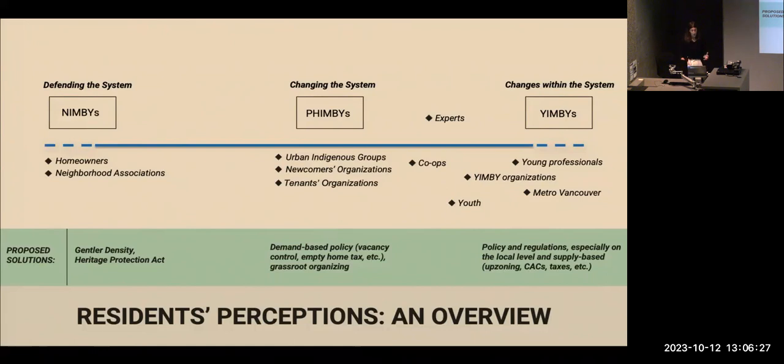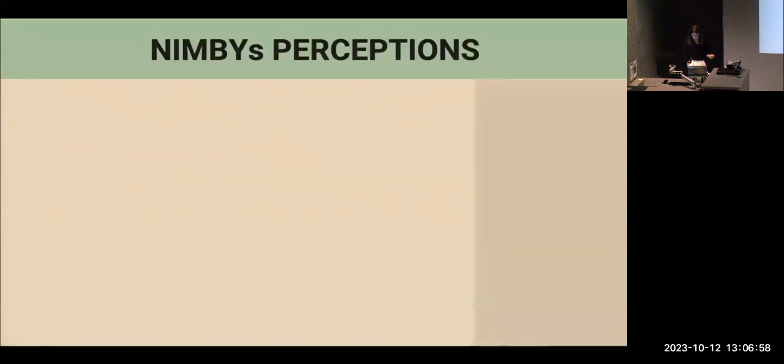FIMBYs instead were definitely not satisfied with the way the system worked, and interpreted the Broadway plan as a mere continuation of the status quo, and so strongly opposed it. Lastly, YIMBYs supported the Broadway plan as they interpreted it as a series of changes within the system that were going to push Vancouver closer to its climate and housing goals. And each group proposed a different set of policies, as you can see here, according to their main concerns and perceptions. So we will now explore in a little more detail the motivations of each group for opposing or supporting the plan.